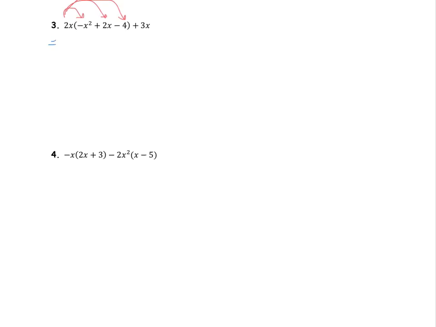So it just gets left alone just like it is. Okay, so let's do some multiplication. First we have 2x times negative x squared, which gives us negative 2x cubed. Then we have 2x times 2x, which gives us positive 4x squared. And then we have 2x times negative 4, which gives us negative 8x. And then we just have that plus 3x that we tack on the end there.